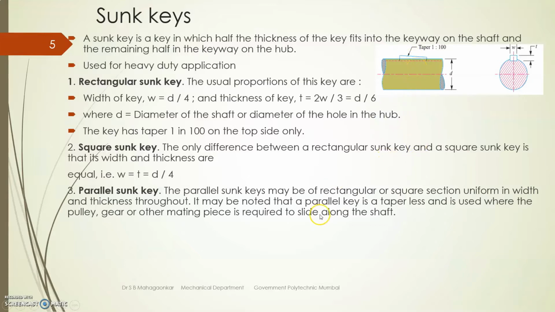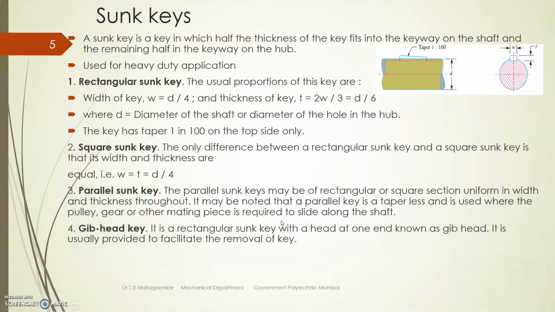This type of key is used for shifting, and the mating gear has an axial movement along its axis. About the axis it will transfer the torque, but along the axis it will allow the axial motion. So it is used where the pulleys, gears and other mating pieces are required to slide along the shaft. These are the parallel sunk keys.